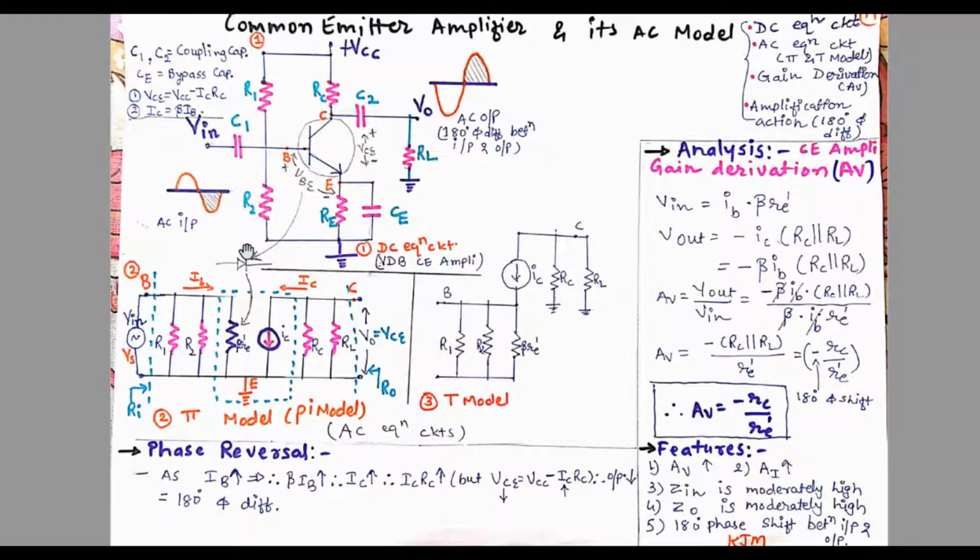Now, R1 and R2 are the two input resistances. We have connected R1 and R2 in parallel in the AC model, input side. And we will draw at the output side the RC parallel RL combination. See, there are two resistances connected with the output terminal, only one RC and another RL. So I have shown here the parallel combination of RC and RL.